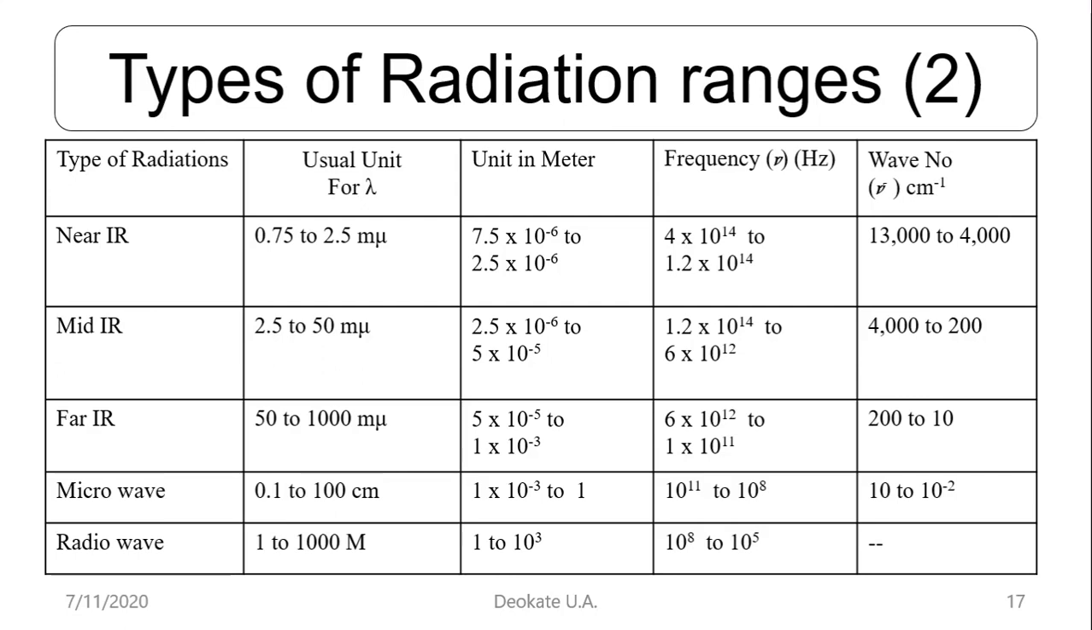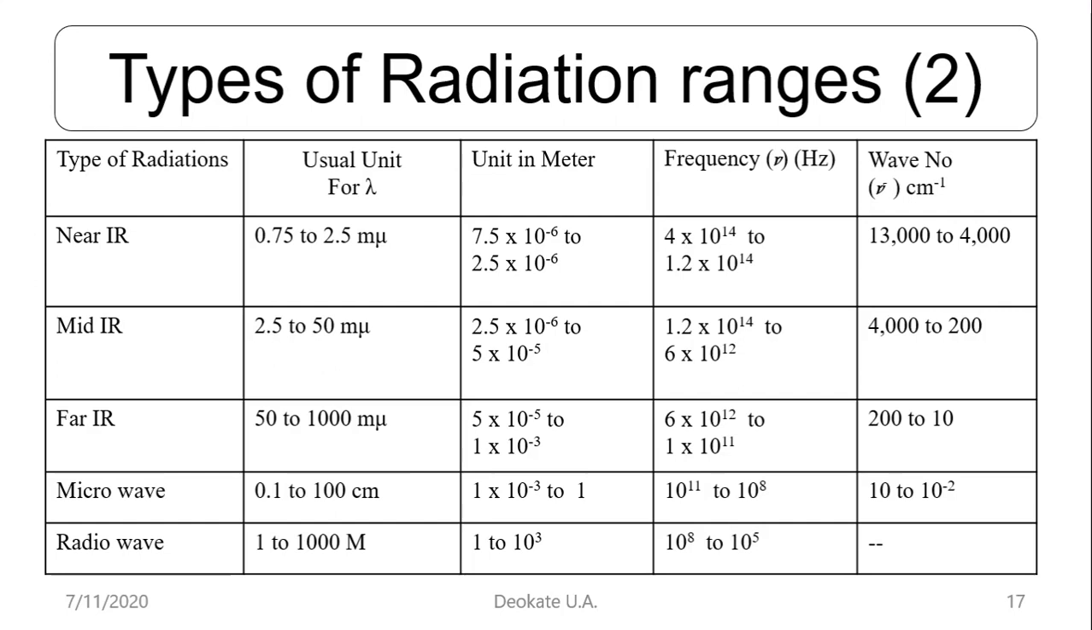So microwave is 0.1 to 100 centimeter, the usual unit is centimeter, and it has a wave number of 10 to 10 raised to minus 2. Up to here we can measure the wave number. After that come the radio waves, which are in the range of 1 to 1000 meters, and we are unable to measure the wave number in this case.